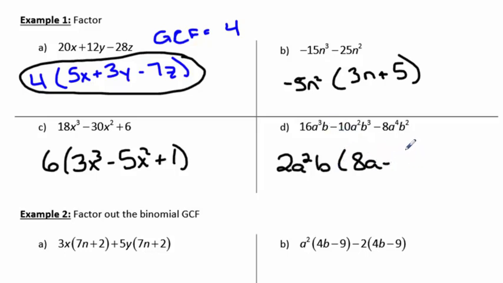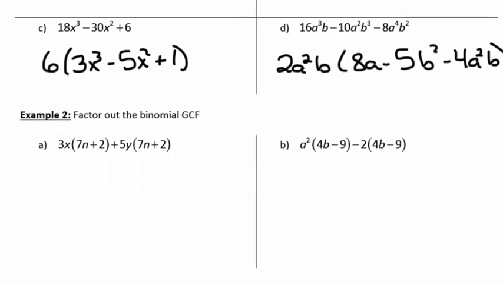Minus 5, a squared's gone, b is taken out, but b squared is left, and minus 8 divided by 2 is 4, and a to the 4th divided by a squared is a squared, and if I take the b out of b squared, I'm left with 1b.